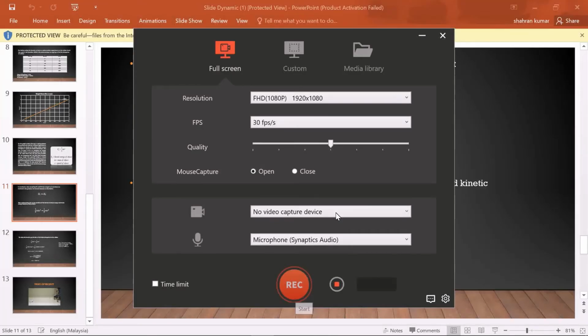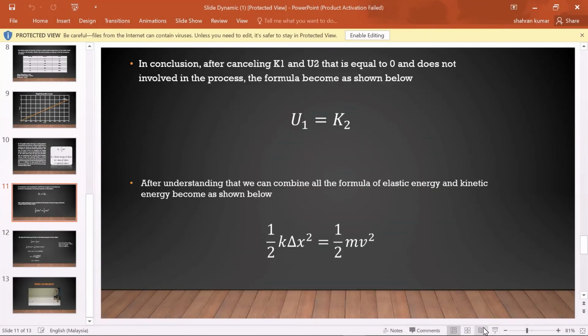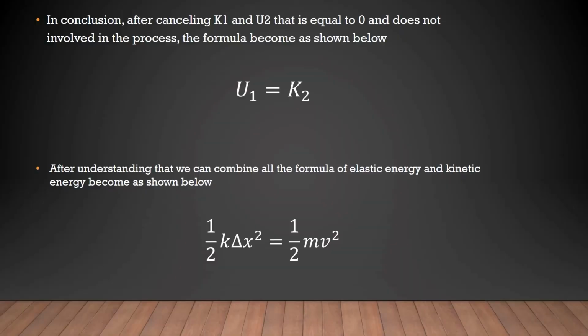Here, as we can see, upon cancelling out K1 and U2, which are equal to 0, the formula will become as shown below: U1 equals K2. And we can combine the formulas of elastic energy and kinetic energy to become half k delta x squared equals half m v squared.